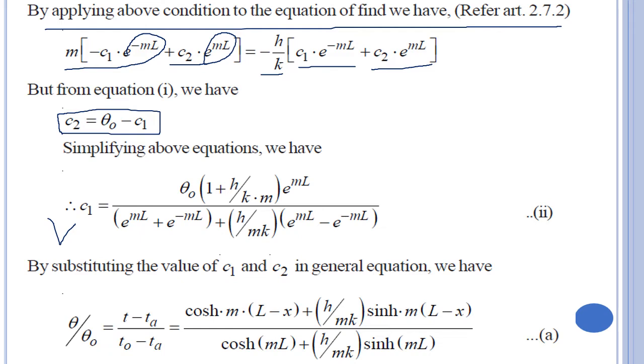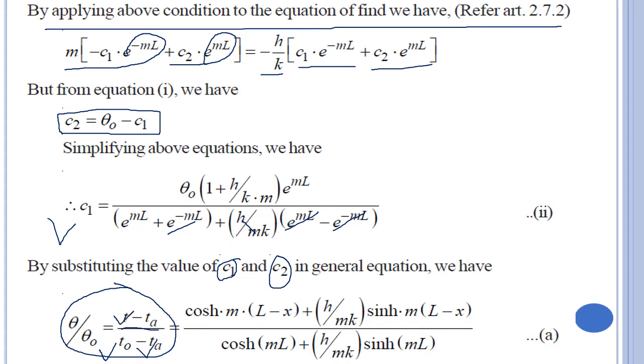That is theta 0, that is T0 minus Ta, the temperature of the surrounding, into bracket 1 plus h by k m, e raised to mL divided by e raised to mL plus e raised to minus mL plus h by mk, e raised to mL minus e raised to minus mL. And when we put the value of C1 and C2 in the general equation and try to find the dimensionless form, then we will get theta by theta 0, that is nothing but T minus Ta divided by T0 minus Ta, where T0 is the base temperature, Ta is the surrounding temperature, and T is the temperature at any distance x.